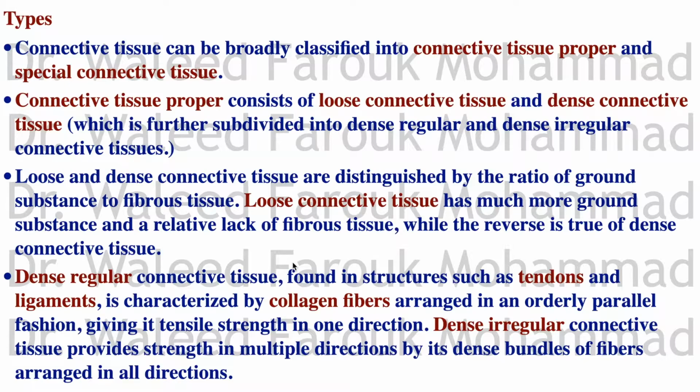The dense regular connective tissue is a tough tissue and found in the tendons and ligaments. It's composed of collagen fibers arranged in parallel fashion, so it distributes strength in one direction, while the dense irregular connective tissue is irregular because the fibers are arranged in multiple directions, so it distributes the strength in all directions.